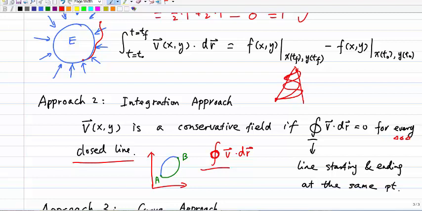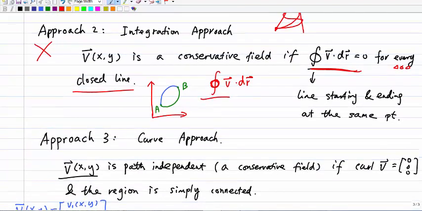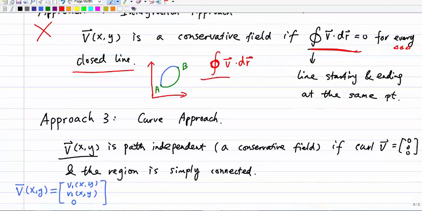So this is just a property we can state if this is a conservative field, rather than a way to verify it is conservative, because you would have to verify this is equal to 0 for every closed line, which is unlikely we can check. Okay, so typically people don't use this property quite a bit. Okay, the last point is called the curl approach.